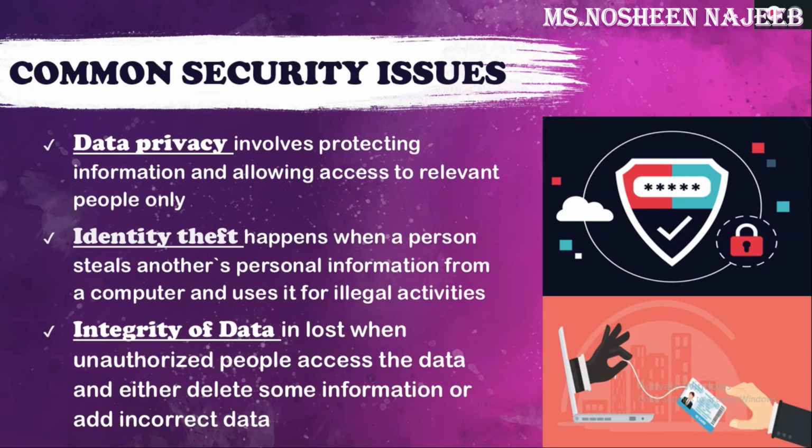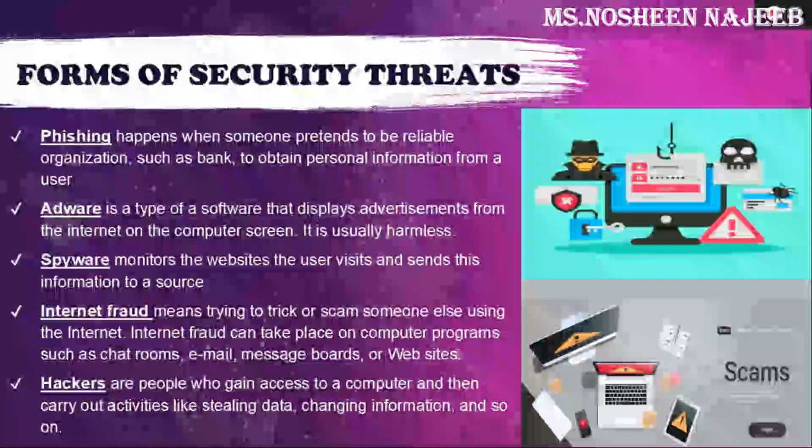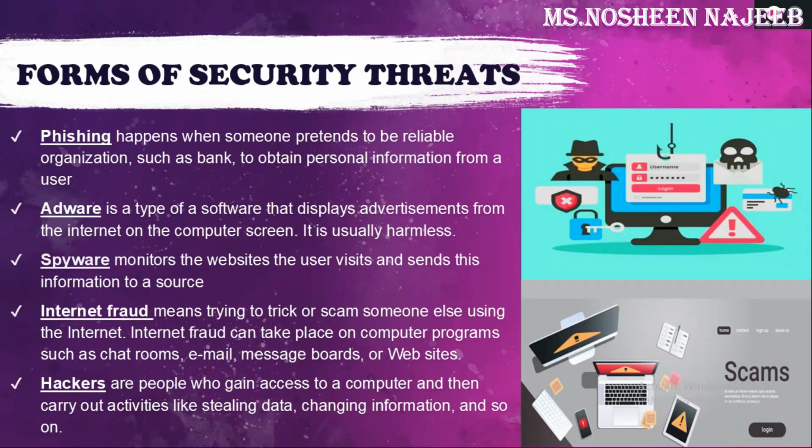The next one we have is forms of security threats. The first one is phishing. Phishing happens when someone pretends to be a reliable organization such as a bank to obtain personal information from a user. So what is done in phishing?